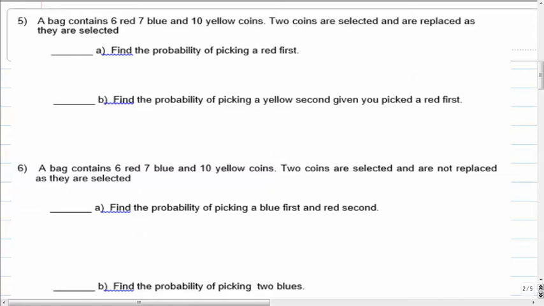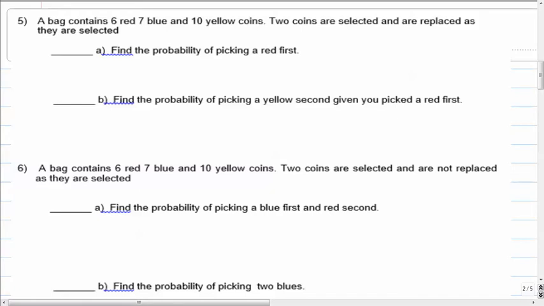A bag contains 6 red, 7 blue, 10 yellow coins. 2 coins are selected and are replaced as they are selected. That's important here. You have to understand the experiment. Pick a coin, note the color, put it back, pick a second coin, note the color. What's the probability of picking a red first?